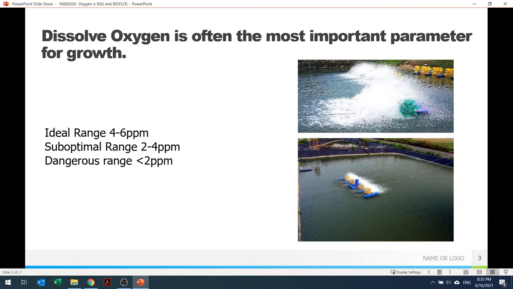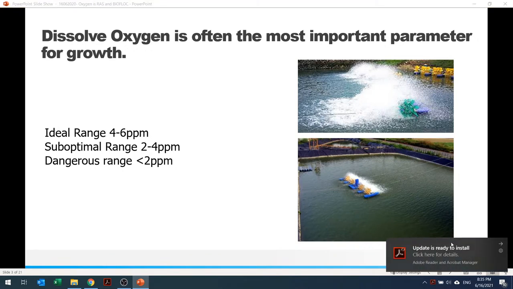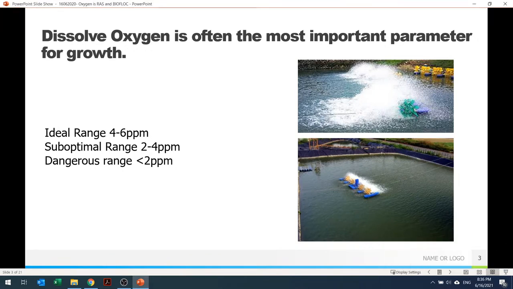But if your oxygen levels drop below 2 ppm in the pond, usually you go into a dangerous range whereby you see all of your shrimp or all your fish start to come up to the surface. So these are important characteristics to understand. Every pond is slightly different, no two ponds are the same.